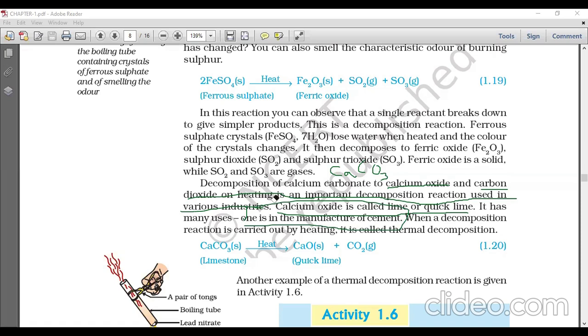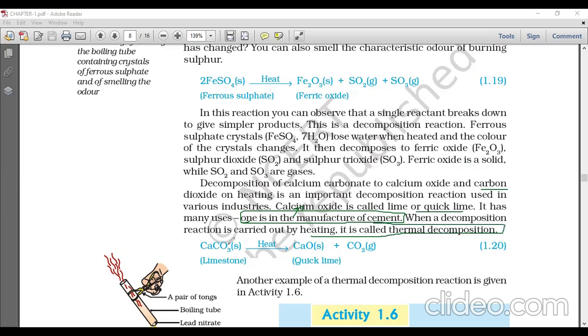That is the reason why I'm explaining each and every line, because in the CBSE board exam, a question can be framed from any sentence or paragraph. So calcium oxide, quicklime, has many uses, one of which is manufacturing cement. When a decomposition reaction is carried out by heating, it is called thermal decomposition. It is dividing, and giving out heat energy, so that is why it is called thermal decomposition.